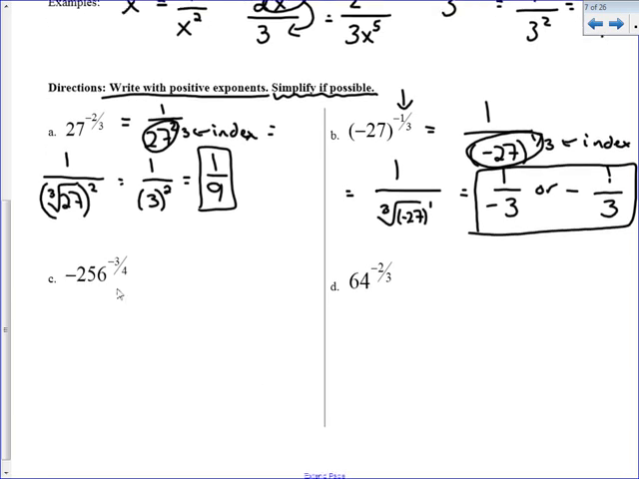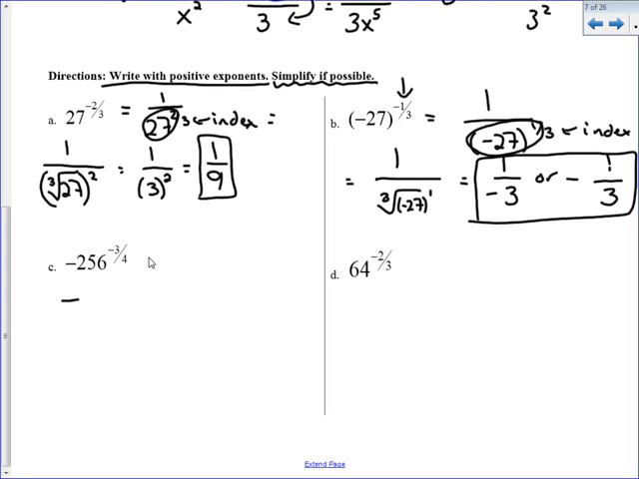All right, for C, is that negative sign going to be traveling as part of our radicand? Is the negative sign going to be part of our radicand here? No. Why not? No parentheses. So the negative sign's just going to kind of hang out. And then how do I make that negative exponent positive? 1 over. So the negative can hang out with the 1. It doesn't have to travel. And then it's going to be 256 to the 3/4. I don't take the negative with me because there's no parentheses. Negatives only stay with the number if there's parentheses.